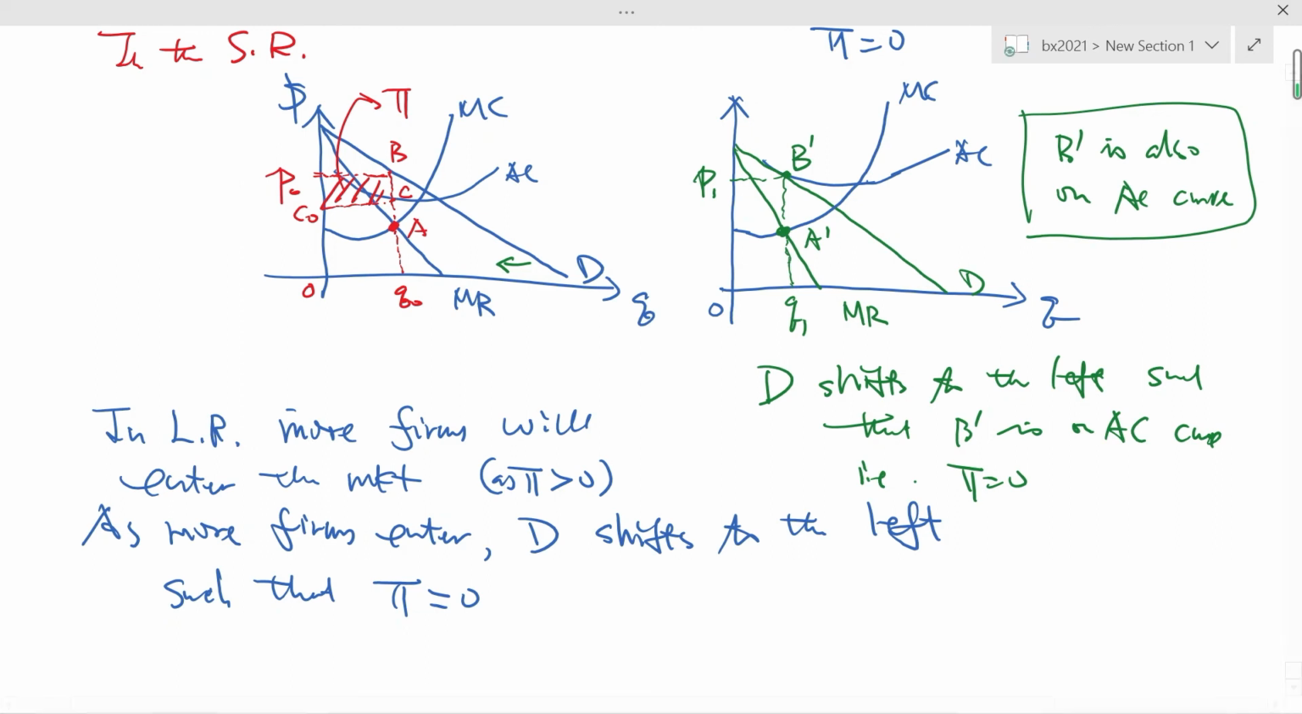Okay, this is the pricing and output decisions in a monopolistically competitive market in both the short run and the long run.